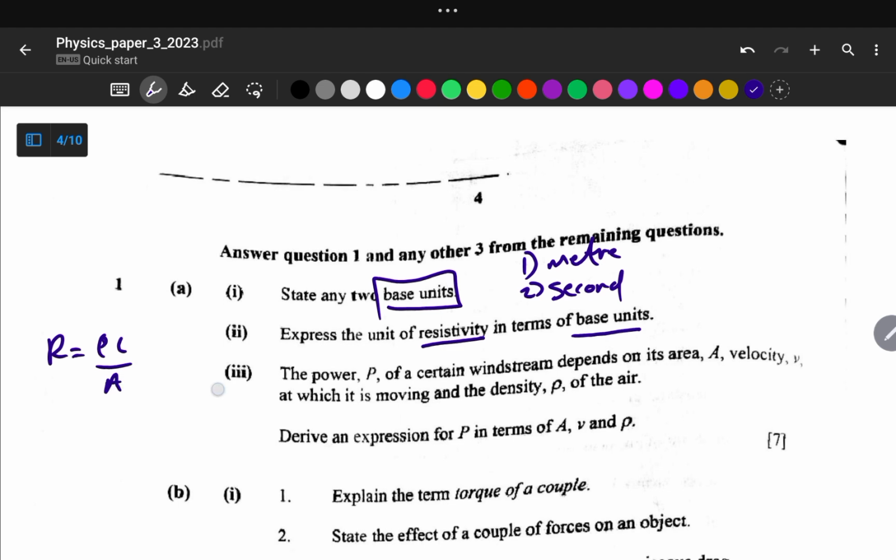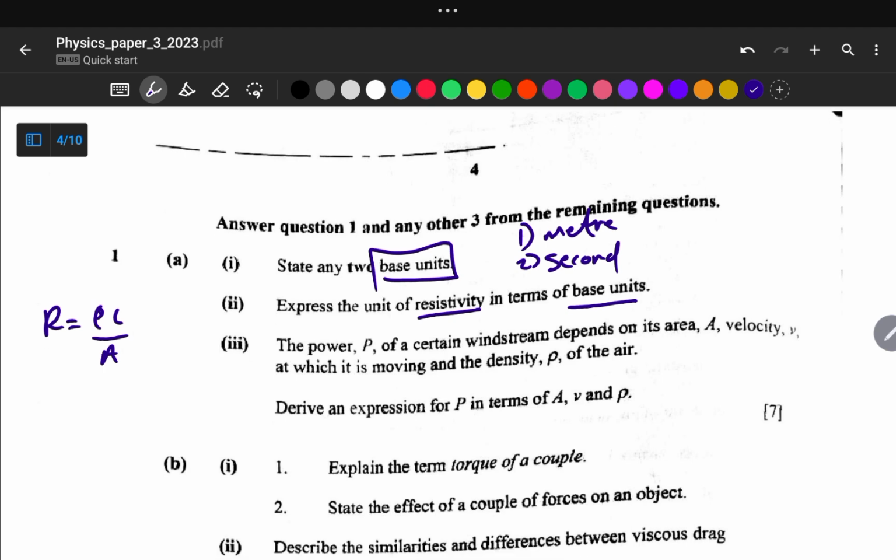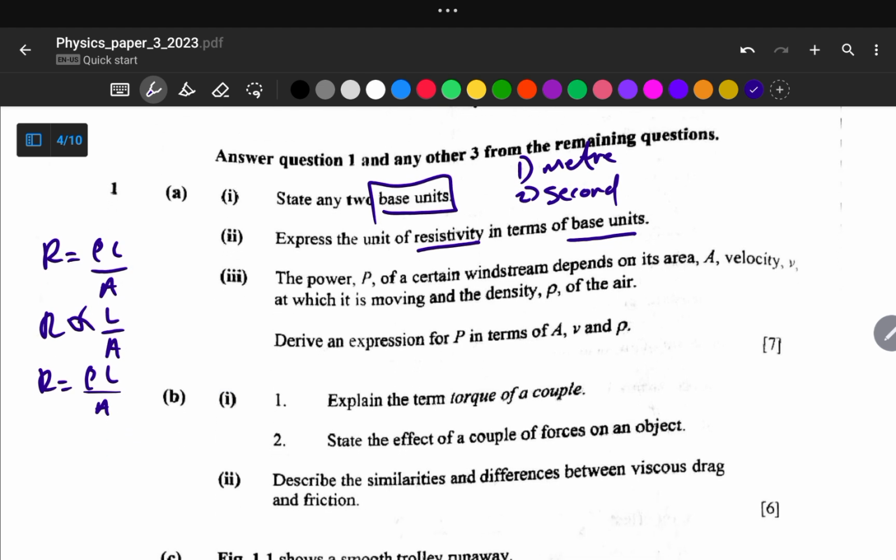So as you can see from this equation, you can simply tell that this resistivity, or rho, is the constant for the relationship that relates resistance with the length of the wire and the cross-sectional area of the wire. To say R is directly proportional to length and inversely proportional to A. And for us to remove this proportionality sign, we then introduce an equal sign and a constant. Therefore, R is equal to rho L over A. Okay, so that is our relationship that relates resistance and resistivity.